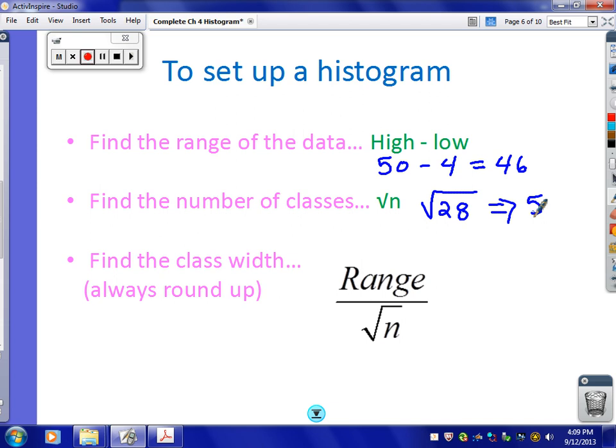Alright, we need to know how wide to make the classes. We're going to take the range, which was 46, and divide by the square root of 28, which is approximately 5, and then we're going to round up. So we're going to get 9.2, and we're going to round that up to 10. That means we're going to put a range of 10 in each class. Like I said, this gives us guidelines on how to set up large pieces of data.